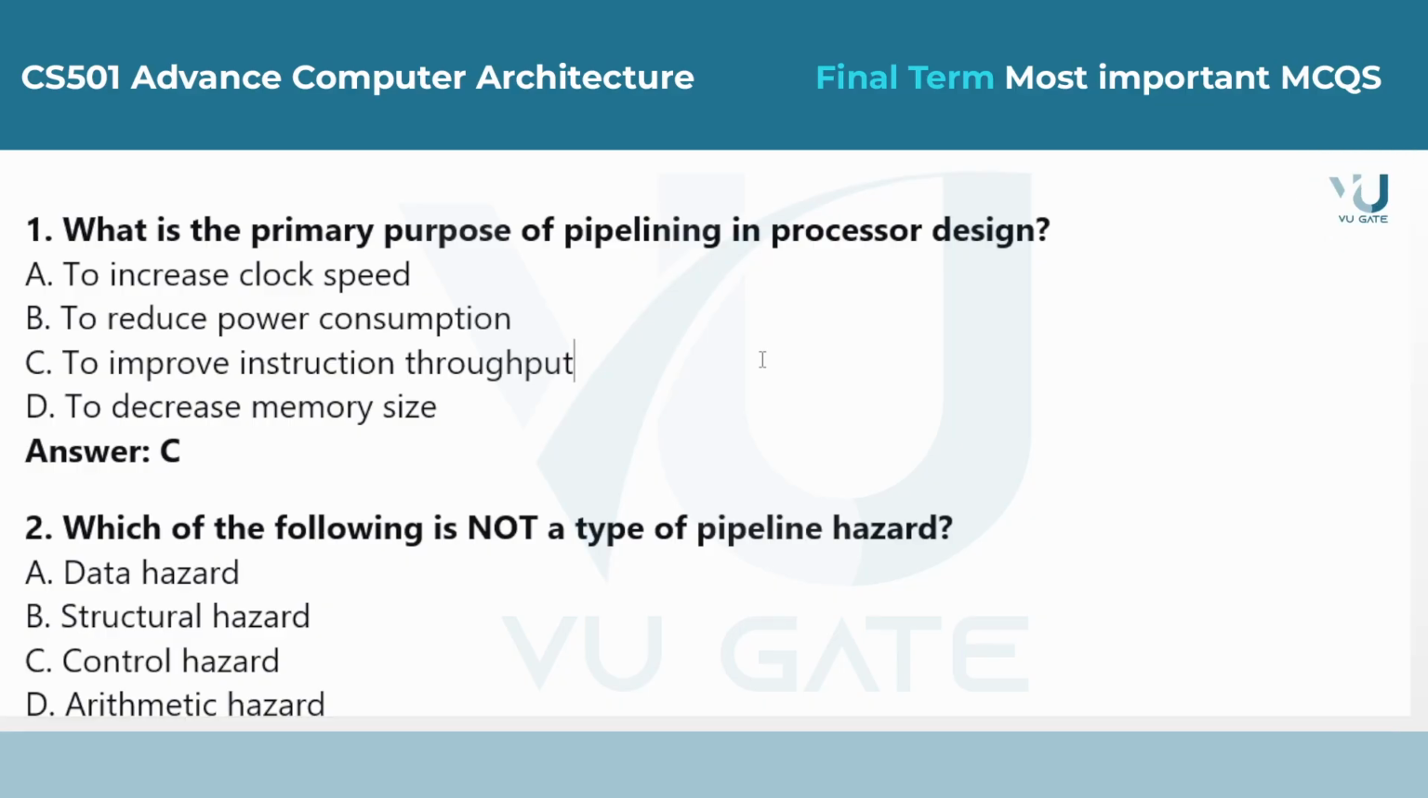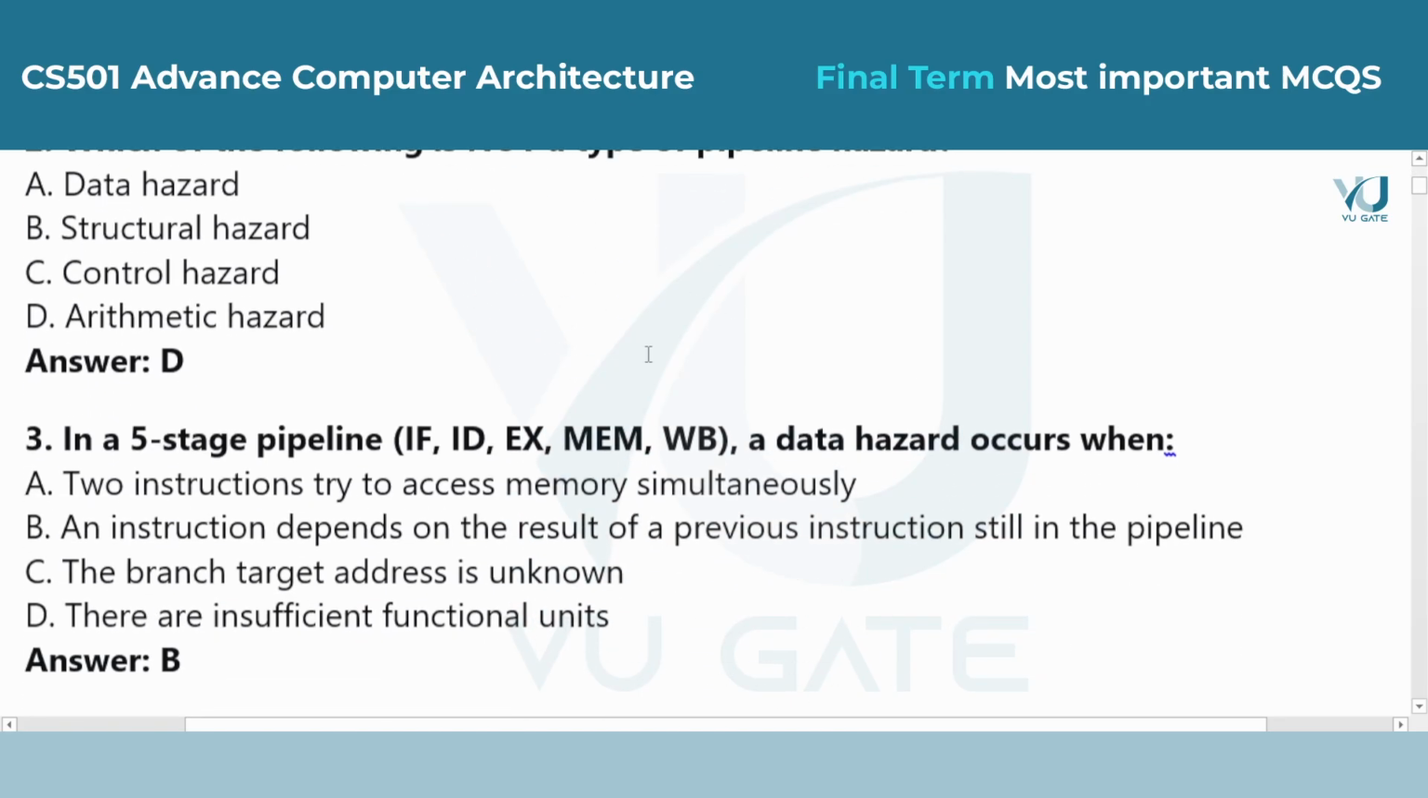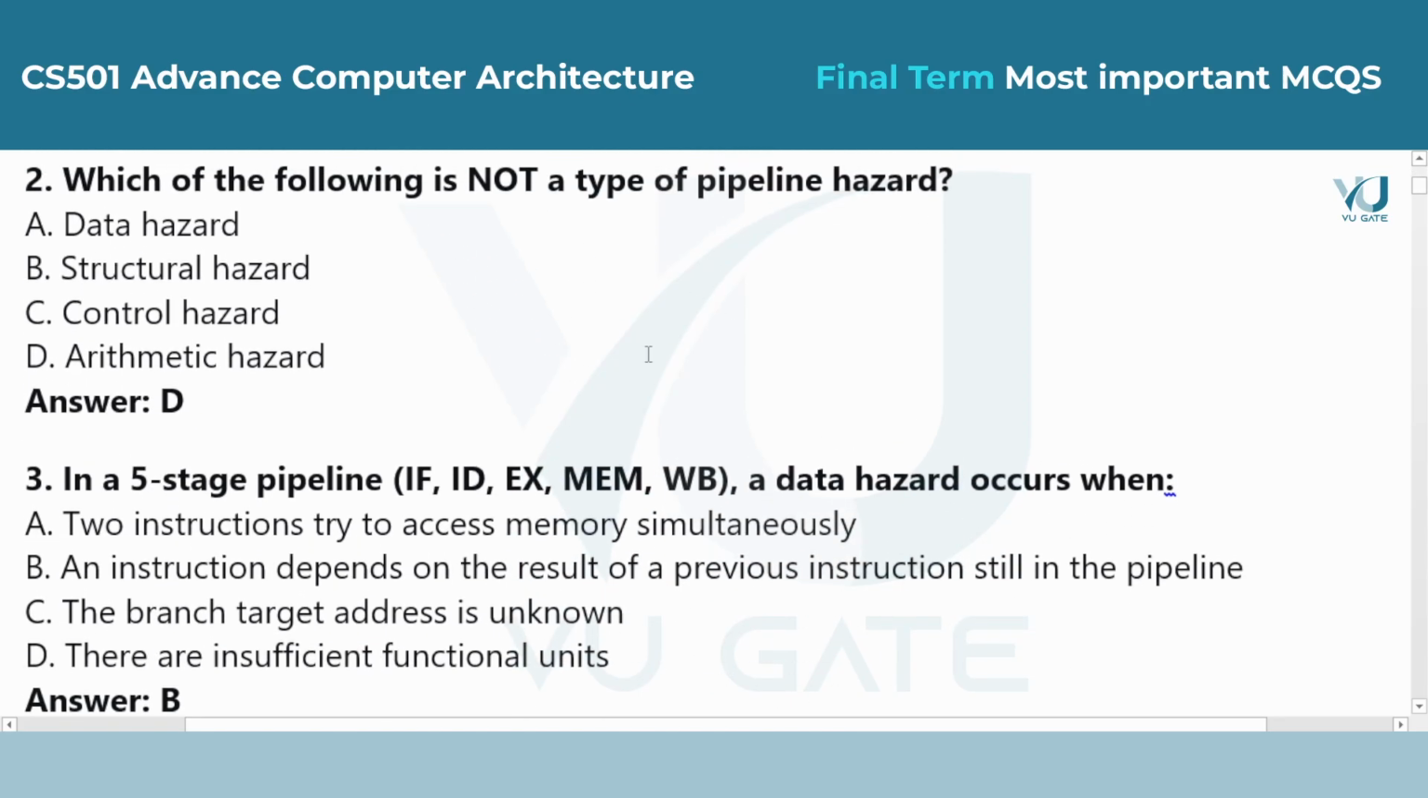Question: What is the primary purpose of pipelining in processor design? Answer: C. To improve instruction throughput. Concept: It allows the processor to work on multiple instructions simultaneously at different stages. 2. Question: Which of the following is not a type of pipeline hazard? Answer: D. Arithmetic hazard. Concept: Only data, structural, and control are recognized types of hazards in pipelining.